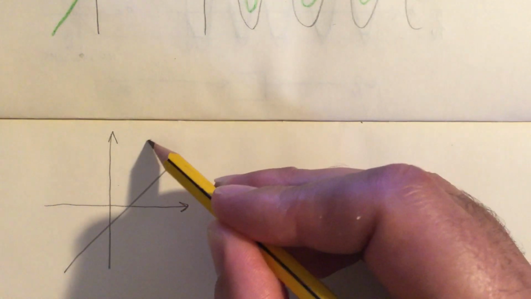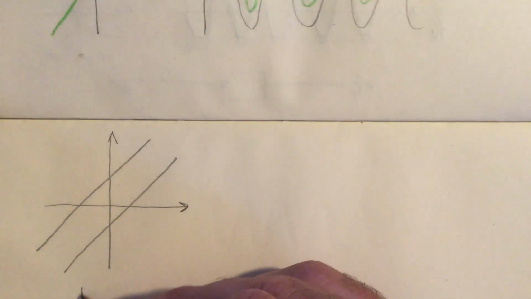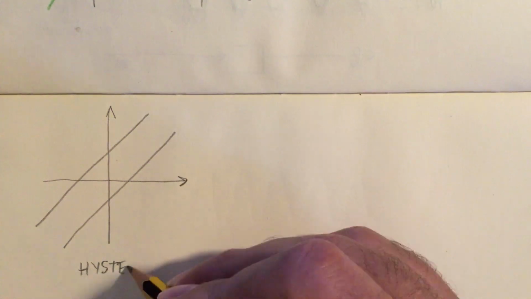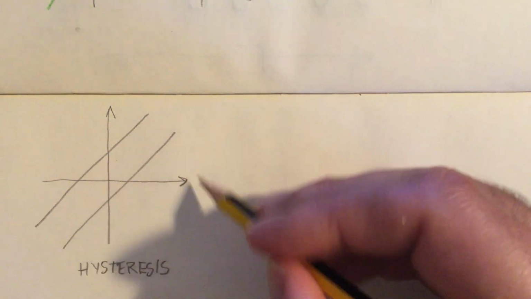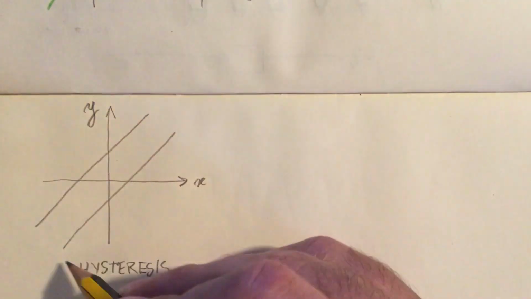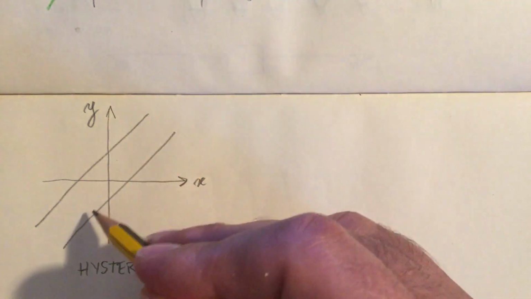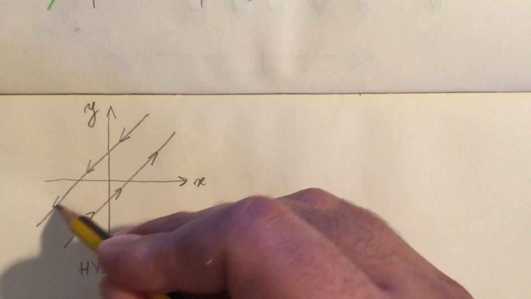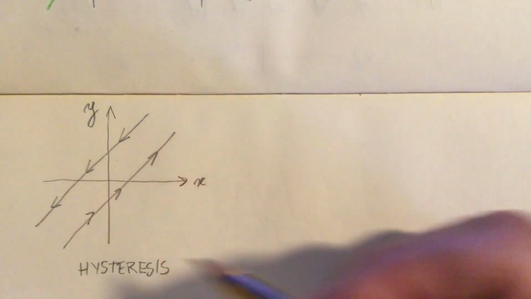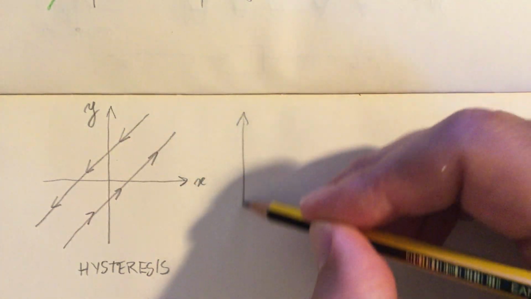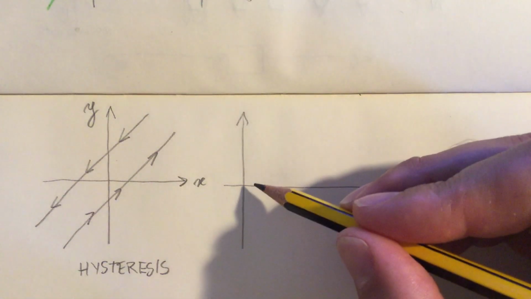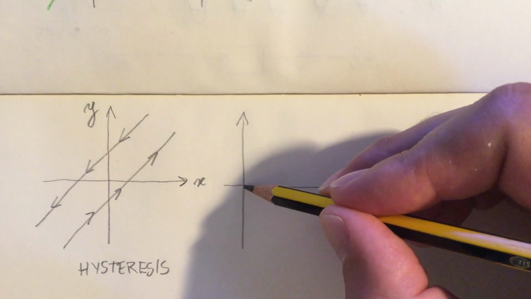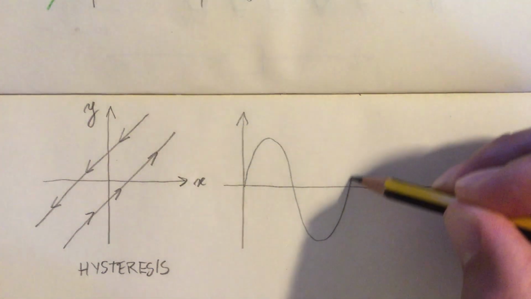This is a nonlinearity called hysteresis. When in the presence of hysteresis, we will have one behavior when the input is growing, that is to say, when its derivative is positive, and a different one when it is decreasing, that is to say, when its derivative is negative. So let us take a look at the effect of hysteresis in a sinusoid.